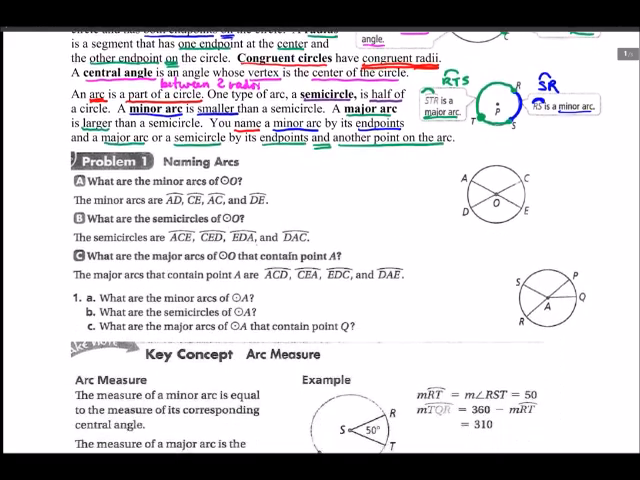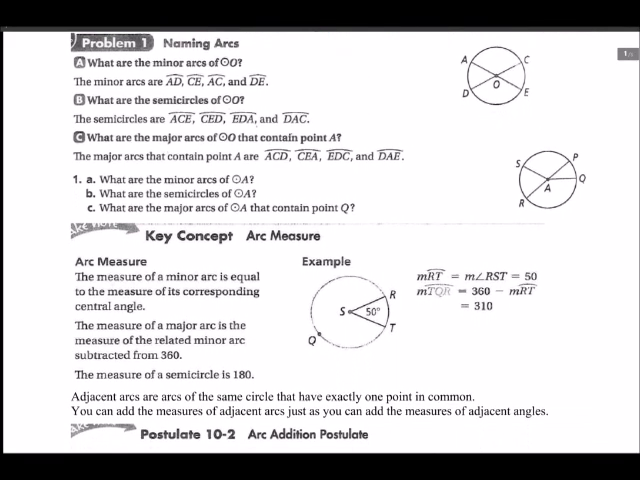So let's take a look at our first example. The minor arcs of circle O. There are many of them. We've got little arc AD, arc CE, arc AC, arc DE, lots of little minor arcs. Anything less than a semicircle.